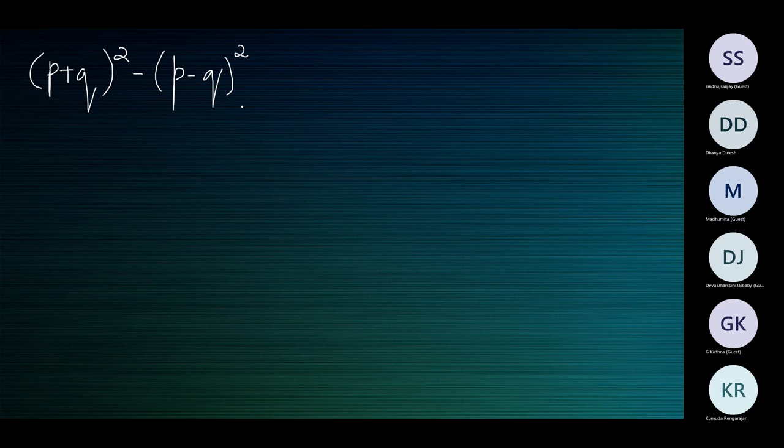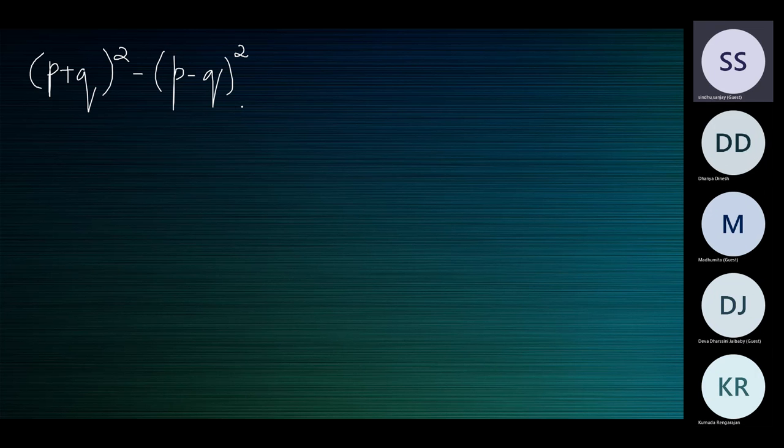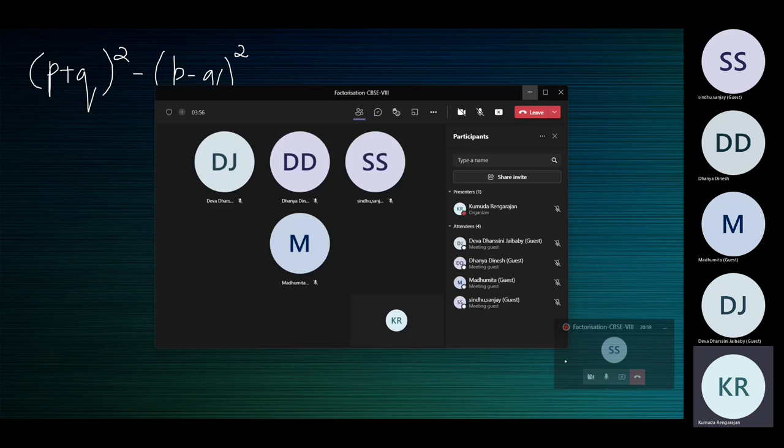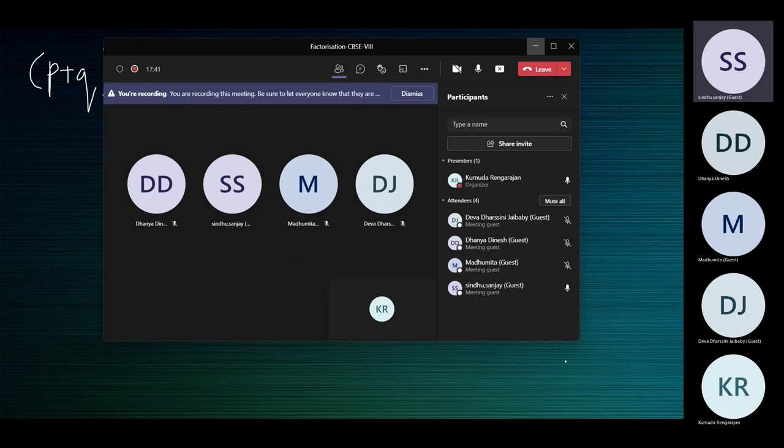Very good. Danya. It looks like x square minus y square, ma'am. That is x plus y into x minus y, ma'am. Very good. Sindhu and Sanjay? Ma'am, this is in the form of x square minus y square, ma'am. And the answer is x plus y into x minus y, ma'am. Yes, ma'am. Okay.